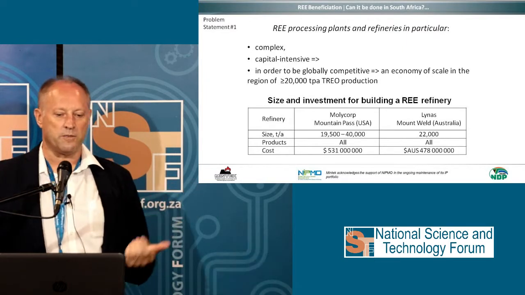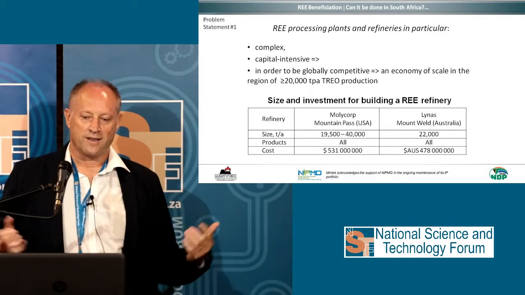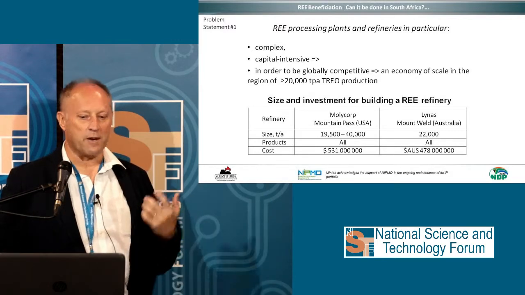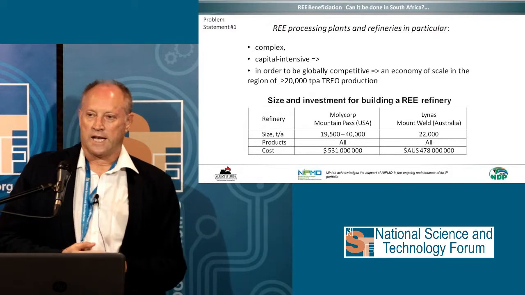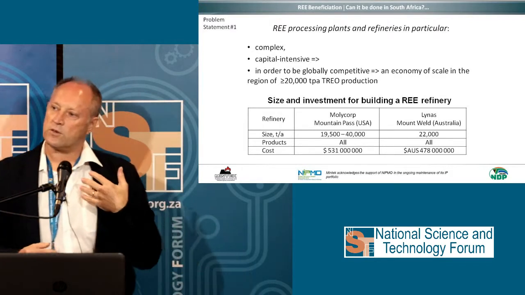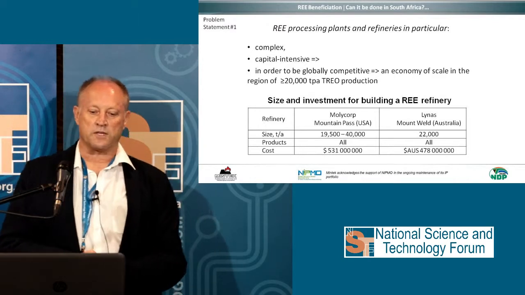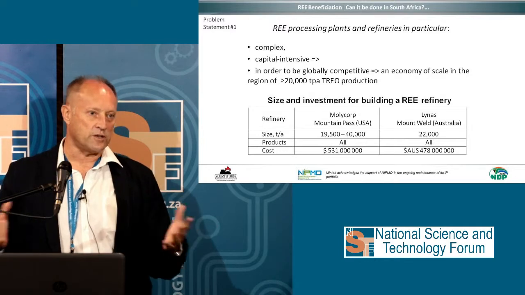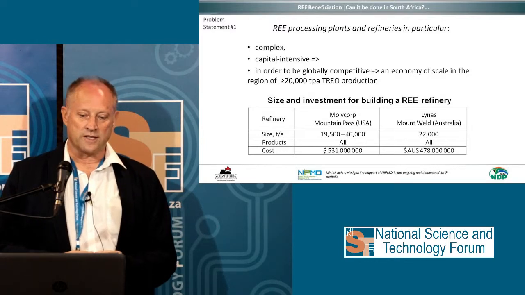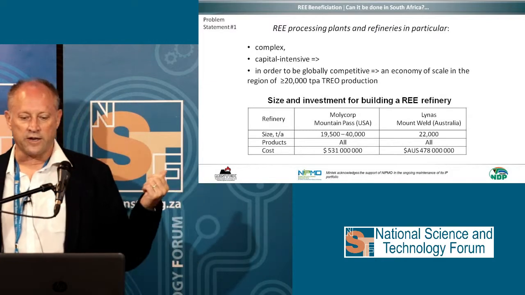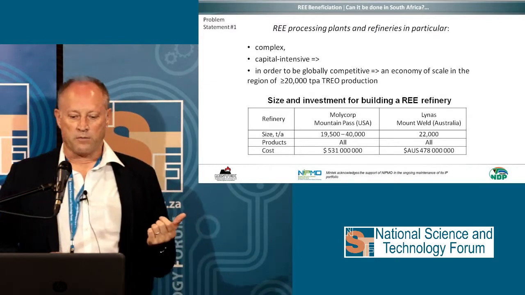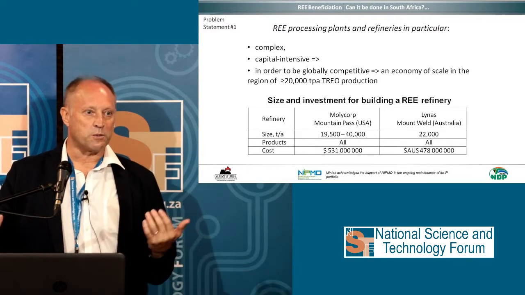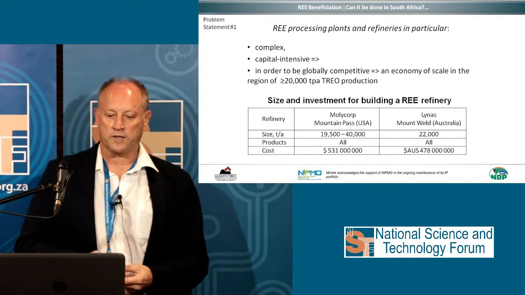So the first problem statement is, how much does it cost? Because it's so complex, it's also very capital intensive. And if you want to achieve the best economies of scale, you need to look at about 10,000 to 20,000 tons per annum. As you can see, the Molycorp Mountain Pass refinery and Lynas, both are around 20,000 tons per annum, because that's a sweet spot in terms of economies of scale.